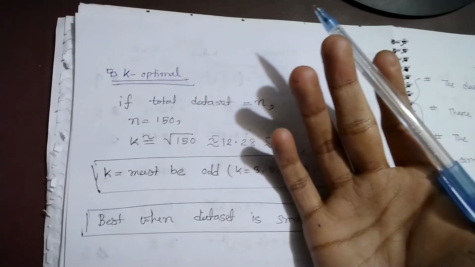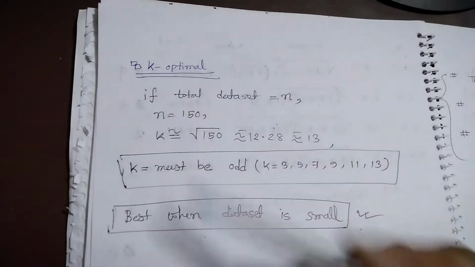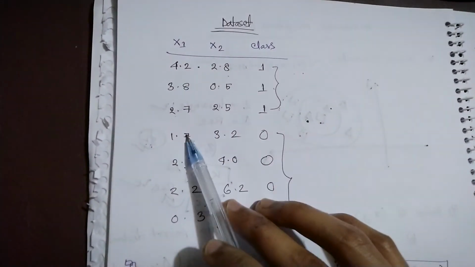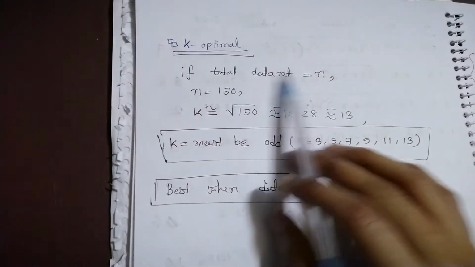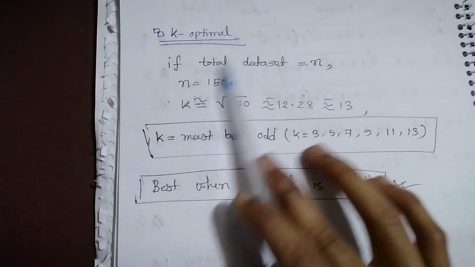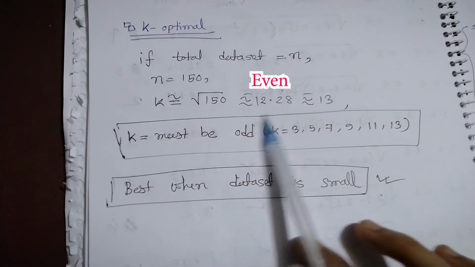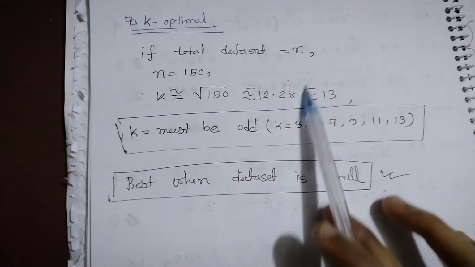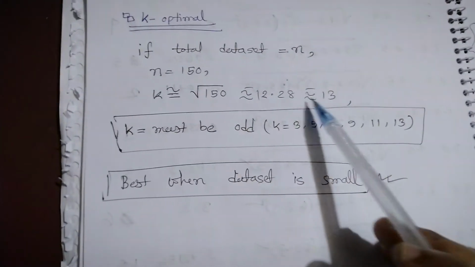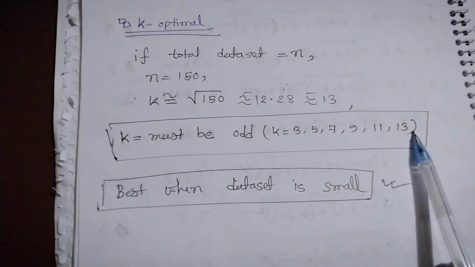So it is very simple and easy. For the optimal value of k, suppose your total data set is n, like 150 items. Here we have only 7 data items. But if it is like 50 or 100 or 200 or 300, suppose n is 150, then the optimal value of k would be the square root of 150, which is 12.28. But we cannot take 12 because even is not good for voting. Many times it would be a tie, so we need to take an odd number, which is 13. So the k must be odd, like 3, 5, 7, 11, 13, 15, this type of thing.